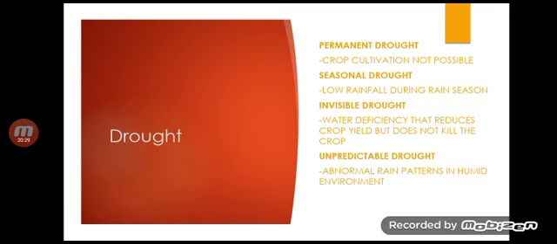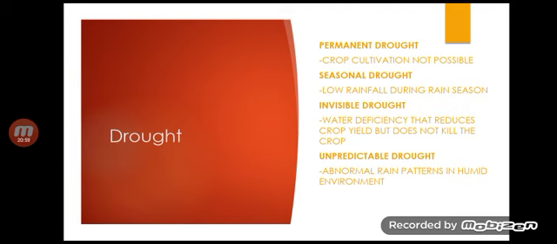Seasonal droughts usually happen in the Pothwa region and in the Barani areas. They are dependent on rainfall. The Barani areas are somewhat dependent on rainfall for crop production. So when there is low rainfall during the rainy season, the crops are not grown properly, or they don't grow at all. So it causes a seasonal drought that only lasts during that season.